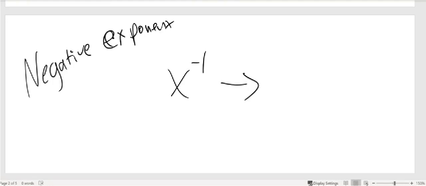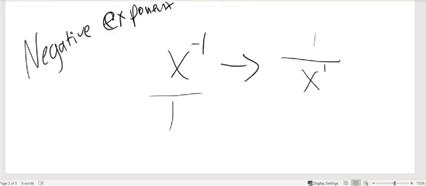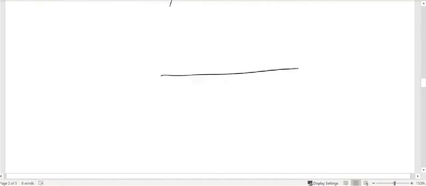That's x to the power of negative 1. That's actually on the top of the fraction because you can always write anything over 1. So my recommendation is you move it to the bottom and change the sign of the exponent. Bam. Simple as that. So that means if it's on the bottom, you send it to the top and change the sign.